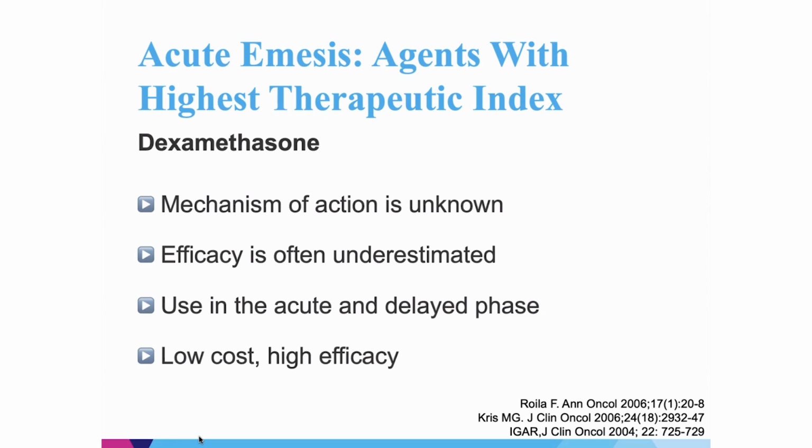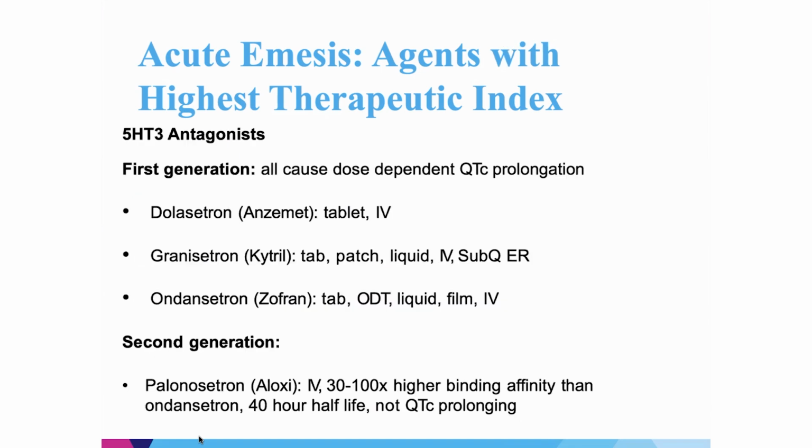The only thing with this is obviously steroids are a little bit tricky in certain populations of patients, especially patients who have uncontrolled diabetes, uncontrolled hypertension. And I have had scenarios where we have to get endocrinology on board to manage glucose around the days of chemotherapy because of this. Your 5-HT3 antagonists, then you have first generation, you have second generation.